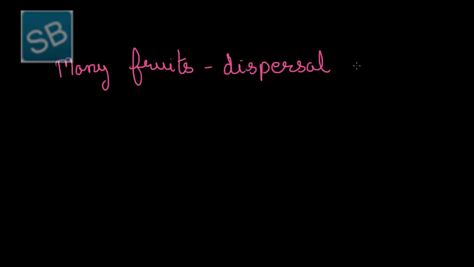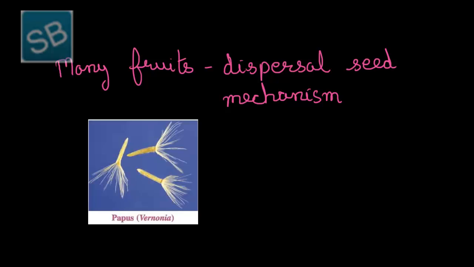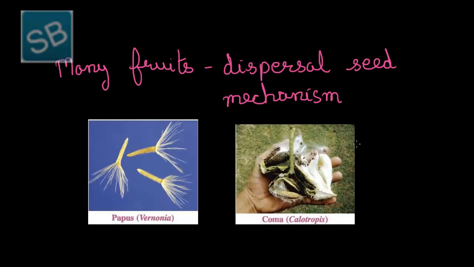Apart from that, there are many fruits that have been developed by the mechanism of dispersal of seeds. There are various examples of fruits which possess a specialized shape for the dispersal of seeds. For example, the first plant is Vernonia, which possesses a pappus. Then comes the second plant, Calotropis, which possesses a coma, that is a white silky-like structure which helps it in the dispersal of seed.